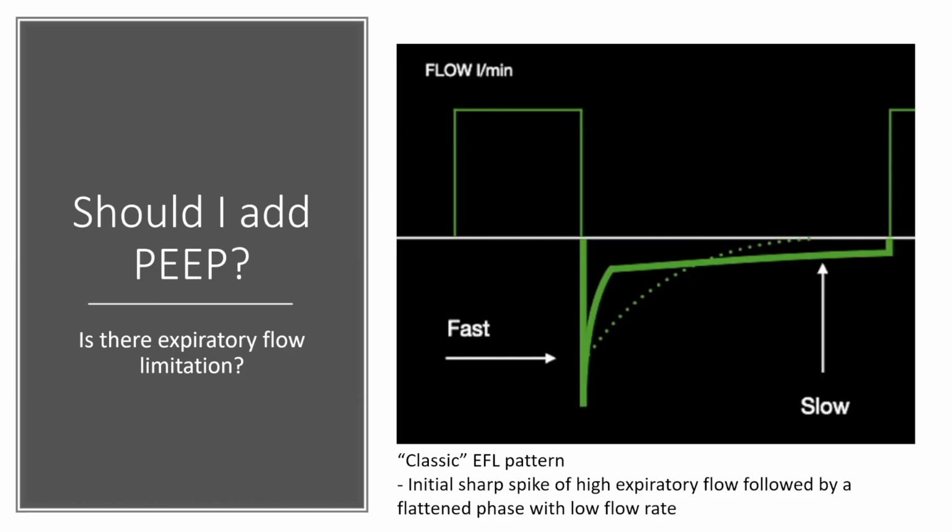Another clue comes from looking at the ventilator graphics. Rather than this nice smooth return of your expiratory flow to baseline, you see a sharp rise, and all of a sudden it's like you hit a choke point, and your expiratory flow rate drops precipitously and remains at this low flow rate for a fair amount of time.